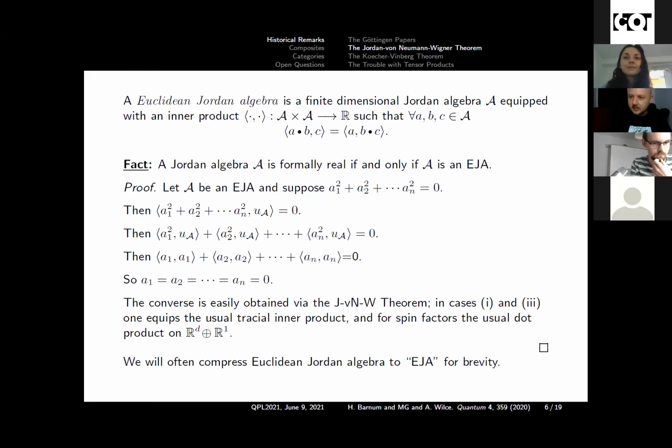The converse is easily obtained by the Jordan-von Neumann-Wigner classification theorem. Basically, what you do is you equip the Jordan matrix algebras or the exceptional Jordan algebra with the usual tracial inner product. In quantum theory, this is the trace of AB, right? And for spin factors, there's the obvious inner product on d+1 dimensions, the dot product on those vectors, that serves as a Jordan product. So I'm going to say EJA a lot. This means Euclidean Jordan algebra.